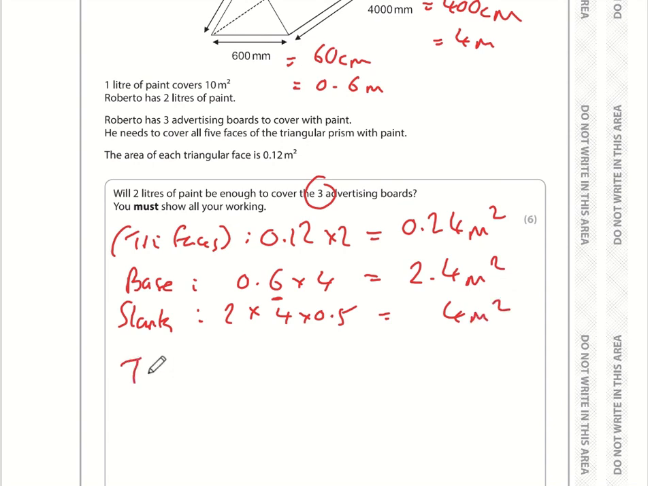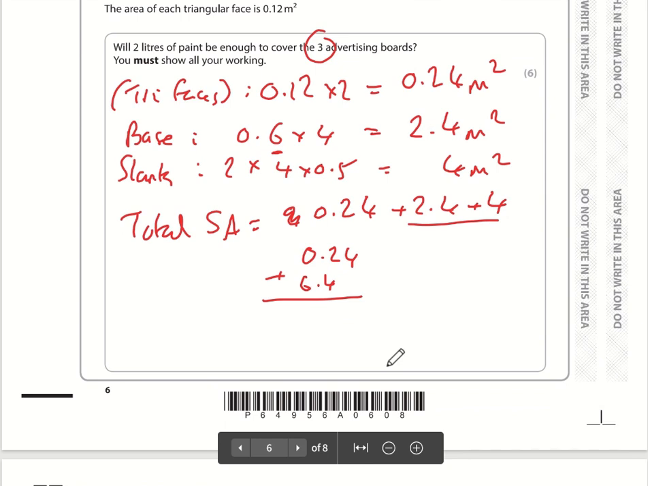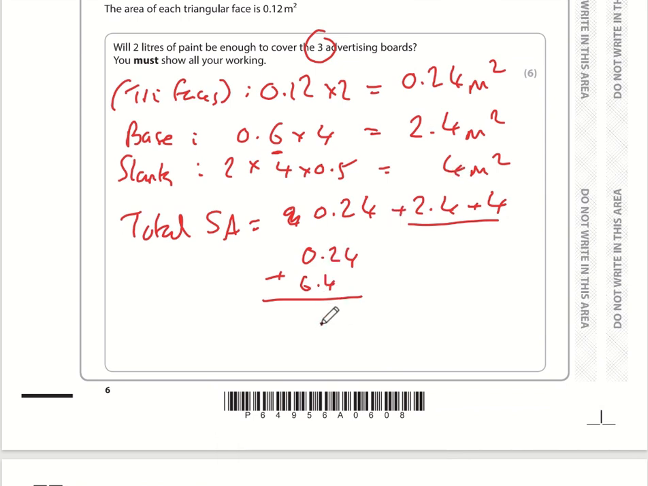So therefore the total surface area, total SA, is 0.24 plus 2.4 plus 4. These two can be easily added together, so that is 6.4 plus 0.24. Let's just scroll down a bit more. So you can put in a 0 there if you want. 4 plus 0 is 4, 2 plus 4 is 6, and 0 plus 6 is 6.